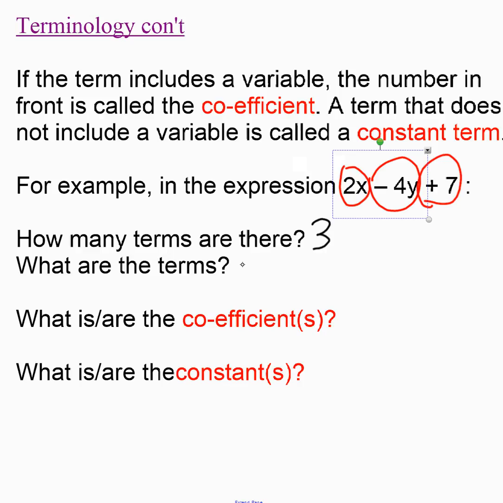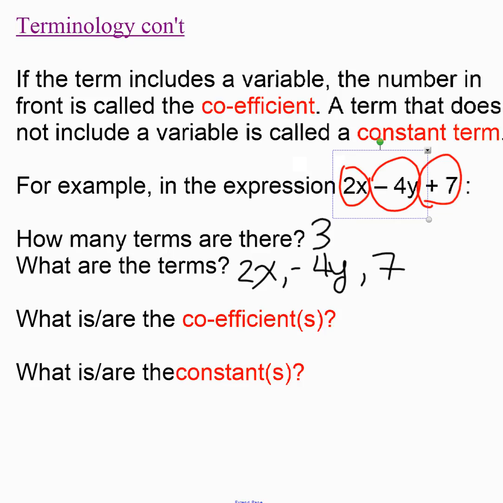So the first term is 2x. The next term, though, is negative 4y. So that sign belongs with the 4y. It's part of that term. And then the last one is positive 7. Now, in math, we typically don't write a plus sign in front if it's positive, but we have to write a negative sign in front if it's negative.